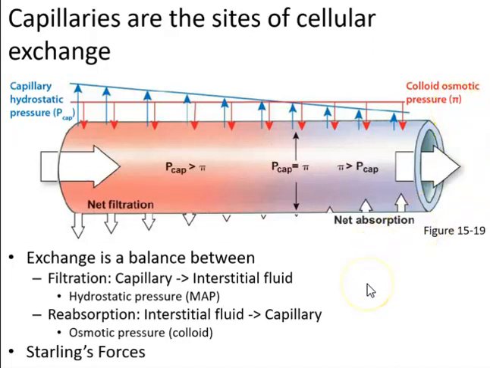So the main solute difference between plasma in the capillaries and interstitial fluid is due to proteins. Now, proteins are mostly present in the plasma, but mostly absent from the interstitial fluid.